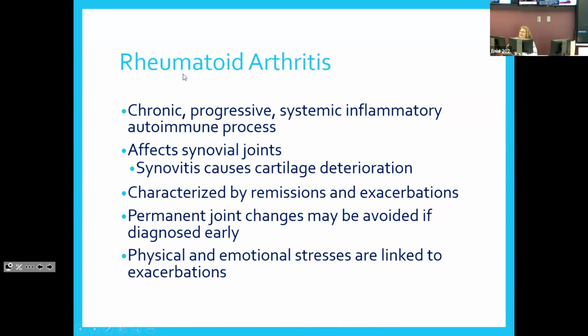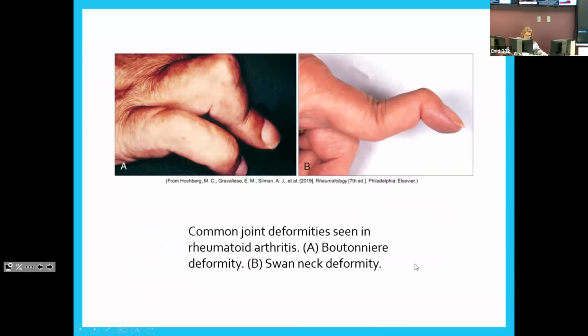Anyway, rheumatoid arthritis, also known as RA, is a chronic progressive systemic inflammatory autoimmune process. Let me say that again. It affects the synovial joints, is caused by cartilage deterioration, and is characterized by remissions and exacerbations. You can have permanent joint changes, and they may be avoided if diagnosed early. Physical and emotional stresses are linked to exacerbations. So this is an autoimmune disease.